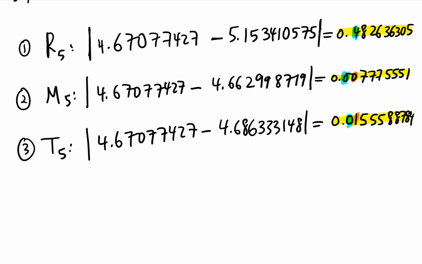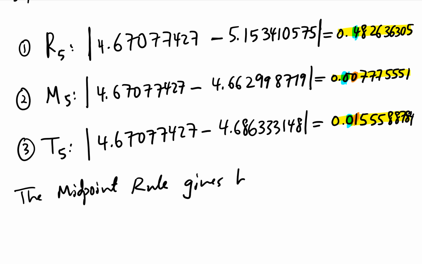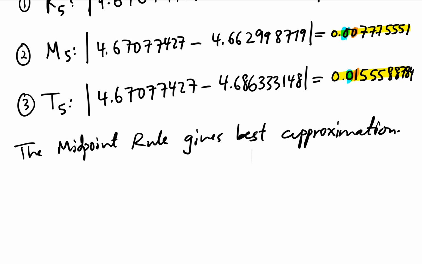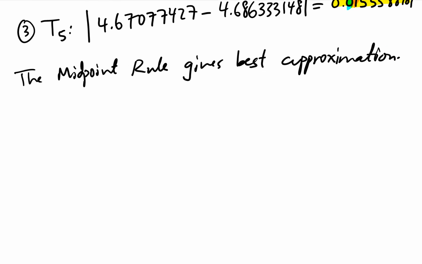So that tells me that the midpoint rule gives the best approximation. Was this by accident? No. It always gives the best approximation. Let's talk about what we call the error bound. We put a bound on the error, so it's called the error bound.